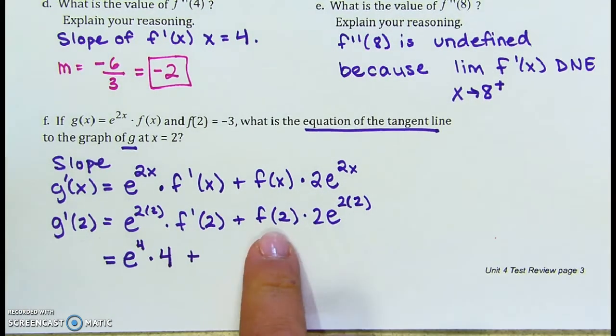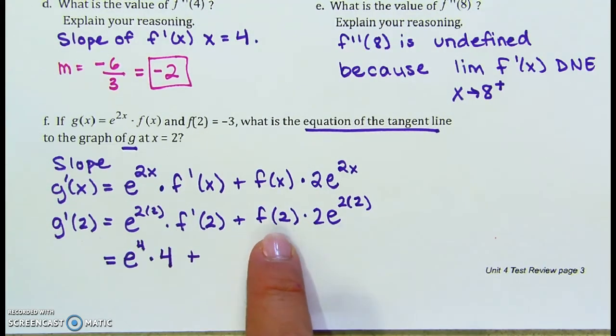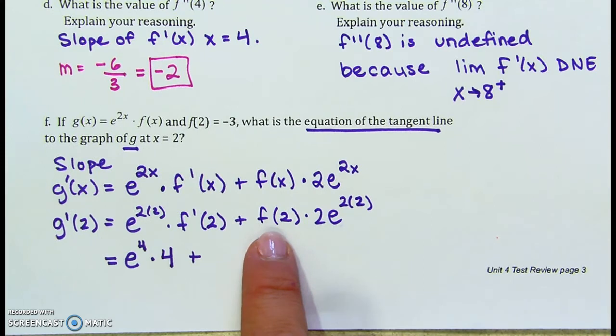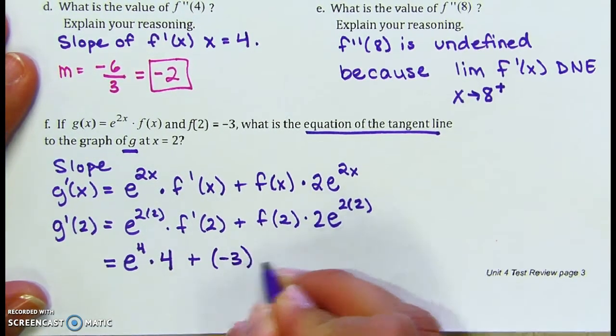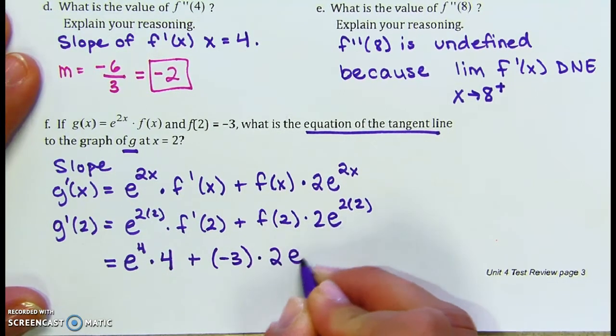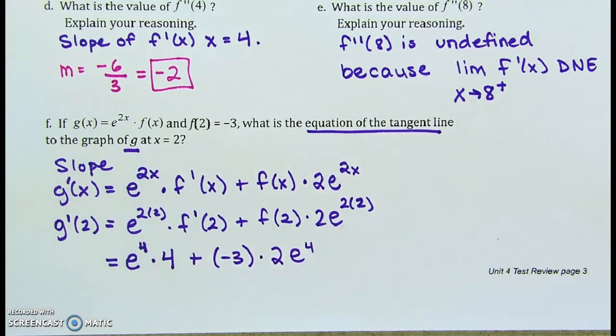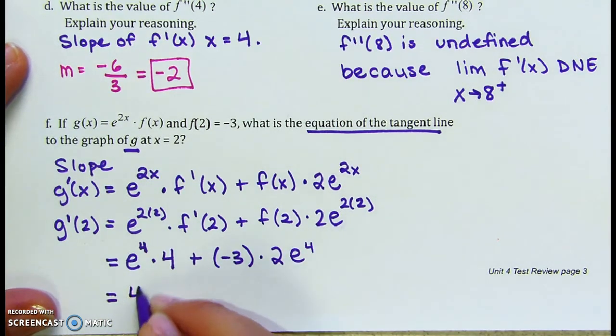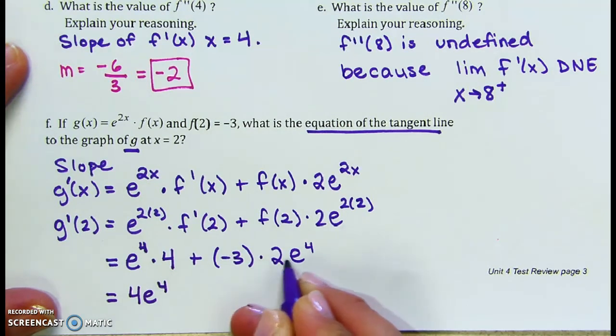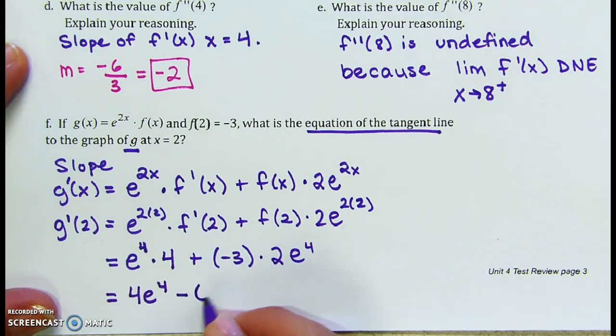Okay, f of 2. Were we given the graph of f to look at? No, but they had to give us this answer. Where is this located? In the question. So we have -3 times 2e to the 4. Okay, we don't turn this into decimal, we leave it as is, but we just try and clean it up as much as possible. So this would be 4e to the 4, and then what's -3 times 2? So 4e to the 4 minus 6e to the 4.